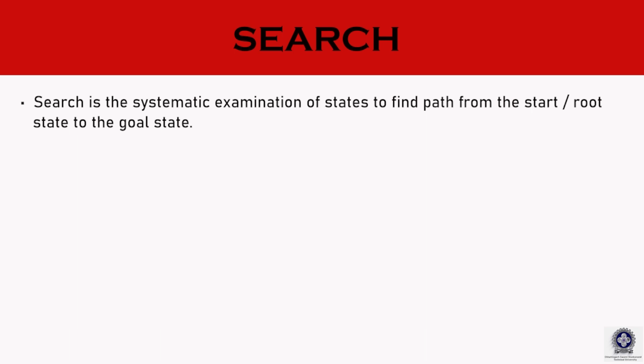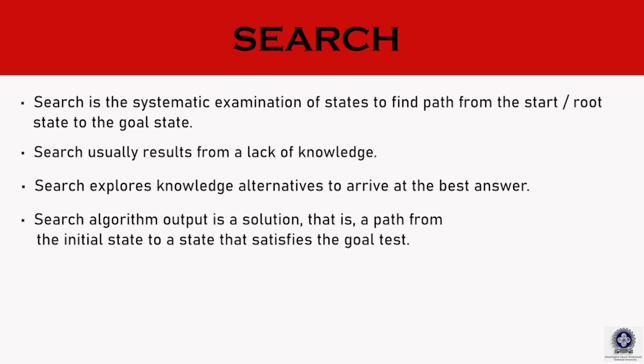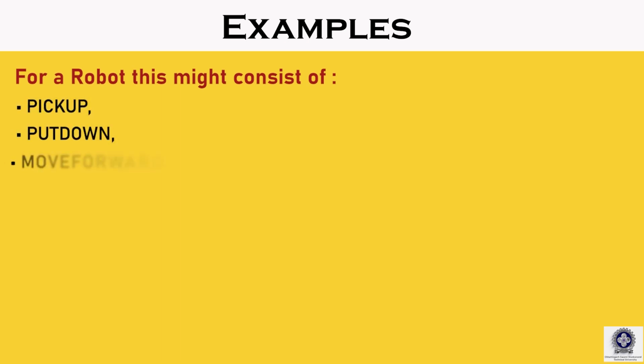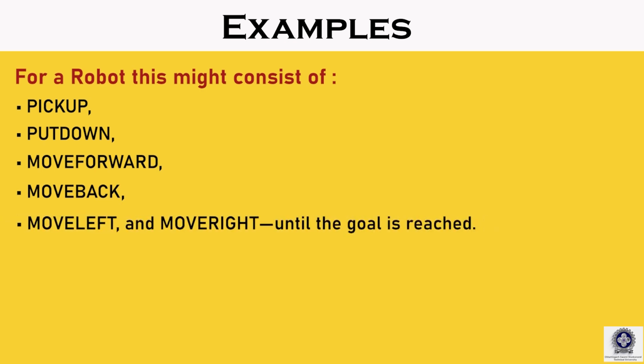Search is the systematic examination of states to find a path from the start or root state to the goal state. Search usually results from a lack of knowledge. Search explores knowledge alternatives to arrive at the best answer. The search algorithm output is a solution, that is, a path from the initial state to a state that satisfies the goal state. Examples for a robot: this might consist of pick up, put down, move forward, move back, move left and move right until the goal is reached.